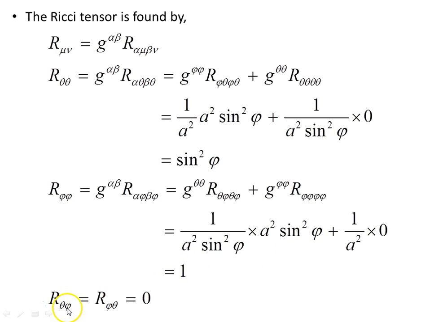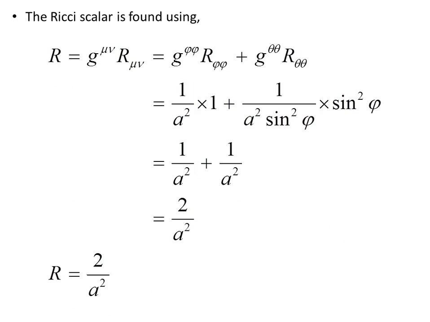Now, r theta phi, when we do that, we'll find that that is equal to r phi theta is 0, because if you have a look up here, we're going to be summing over these terms. So you can work that through. You'll find they're 0. Next one.